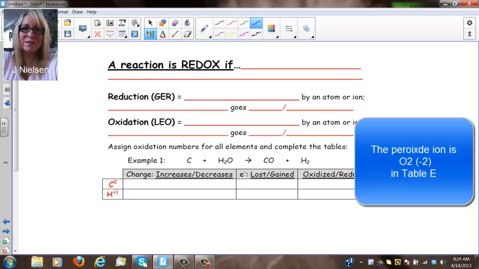A reaction is redox if oxidation numbers change for 2 elements in a reaction.